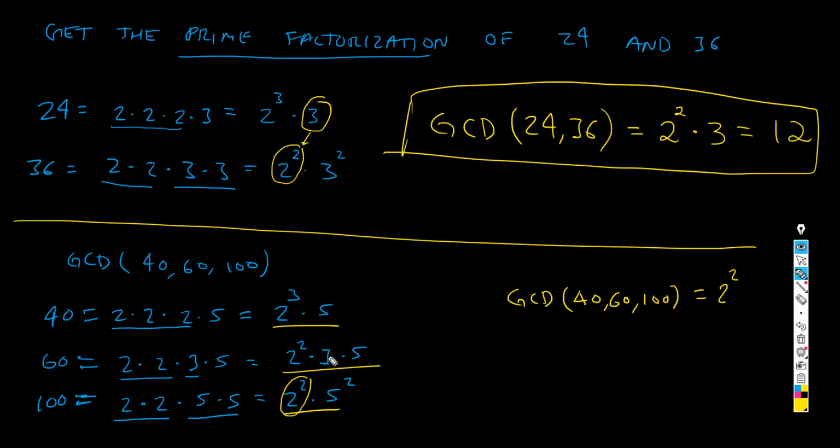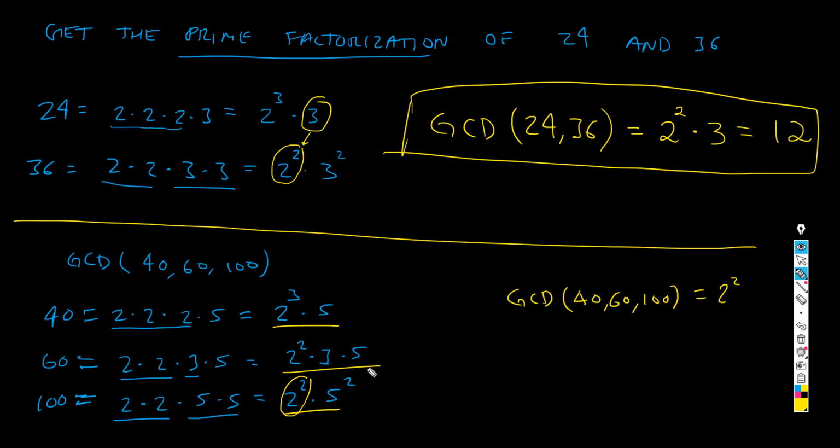So I ask myself, is the number 3 a common factor among all three factorizations? Clearly not, because this one doesn't have the number 3. I mean, don't say that this one works, because this is an exponent, okay? So no, because the number 3 is not shared, because only the 60 has the number 3 as a factor. So we don't even consider this one.